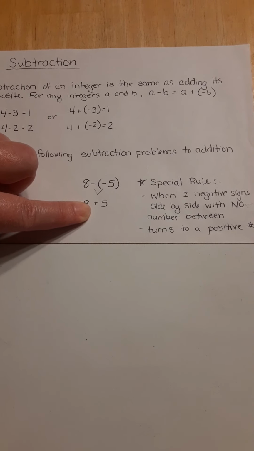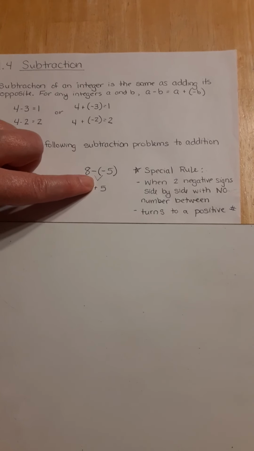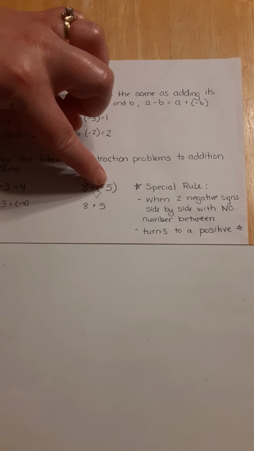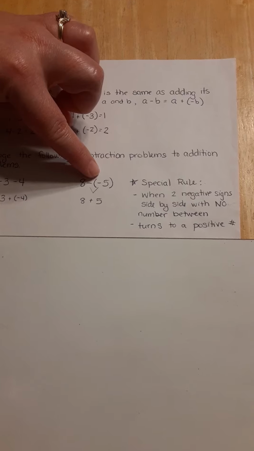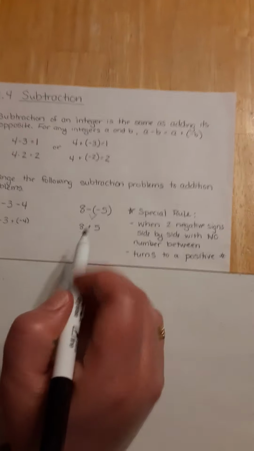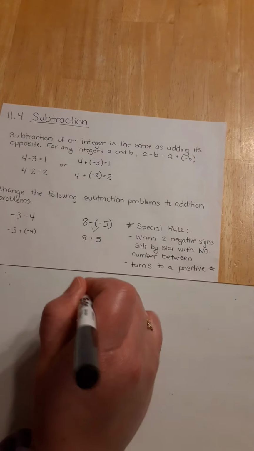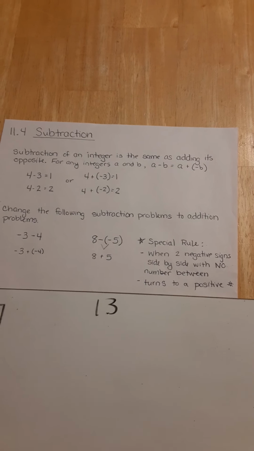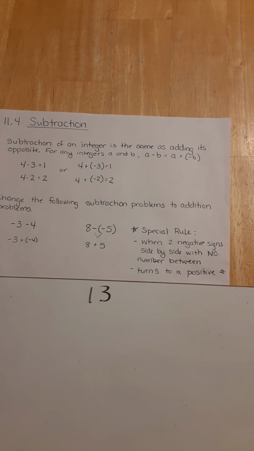Okay? Tomorrow, the next time we do multiplication, I'll explain more about this. But for right now, we know when we have two negatives side by side without a number in between, this changes to a positive. So now I'm going to simply add 8 plus 5, which is 13. Okay? And this is the special rule we have with subtraction. Two negatives side by side turn to a positive.